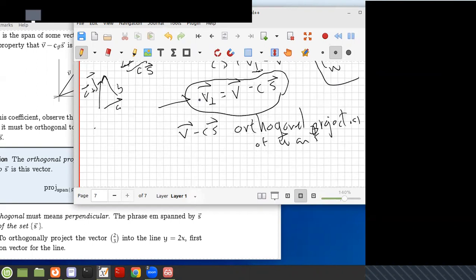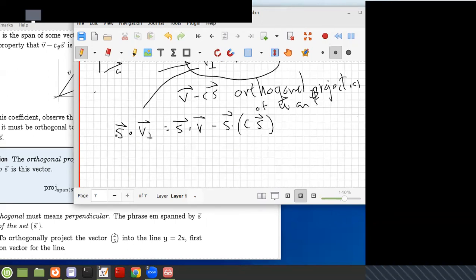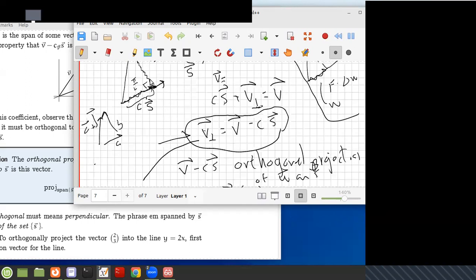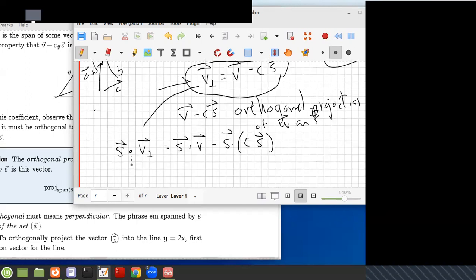So now we know that v perpendicular is perpendicular to s. So if we do s dot v perpendicular, that's going to equal s dot v minus s dot cs. I just dotted both sides. The crucial thing is, these are supposed to be perpendicular. That's the condition. So we want s and v perpendicular. We don't know what v perpendicular is.